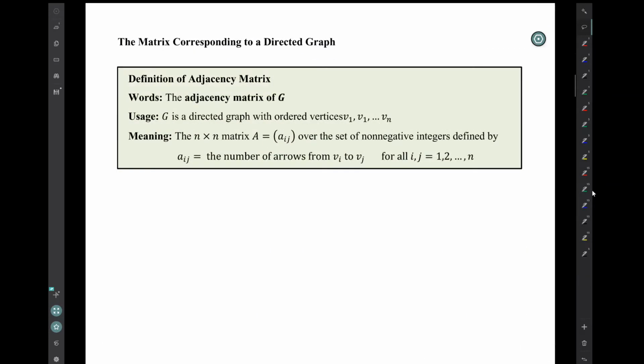Now I want to talk about the matrix corresponding to a directed graph. It's going to be called the adjacency matrix. If you use those words when G is a directed graph with ordered vertices V1 to Vn, then it means the n by n matrix over the set of non-negative integers, so integers that can be 0 and 1, 2, 3, and so forth, but they can't be negative, defined by this: the ijth entry of the matrix is equal to the number of arrows from vertex Vi to vertex Vj.